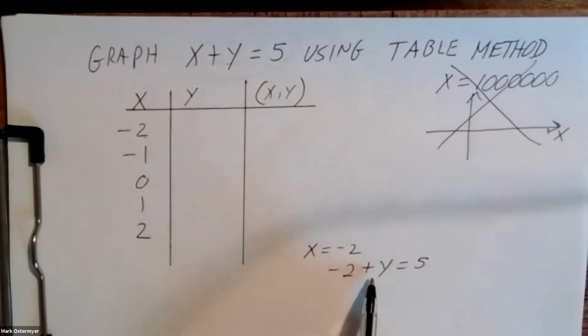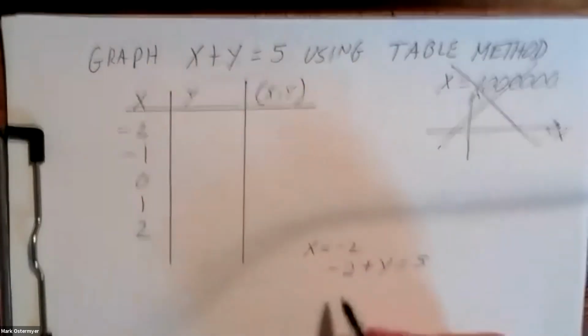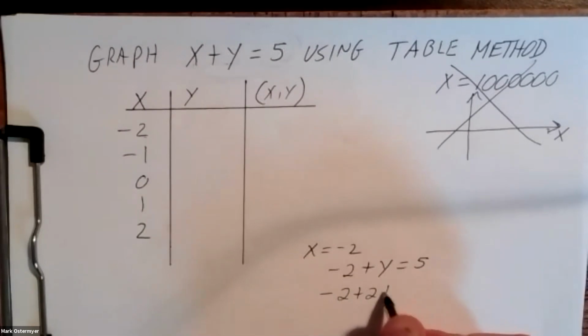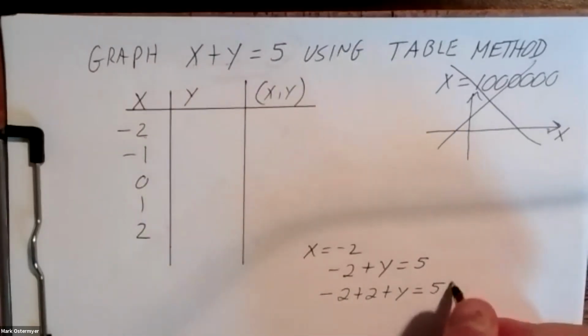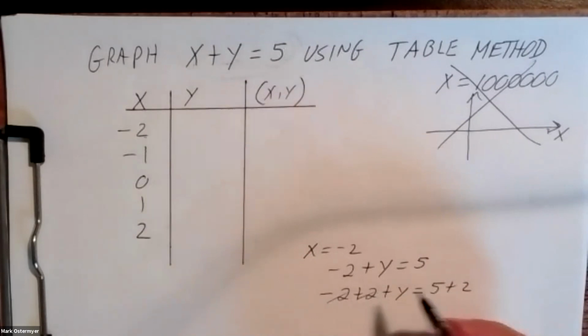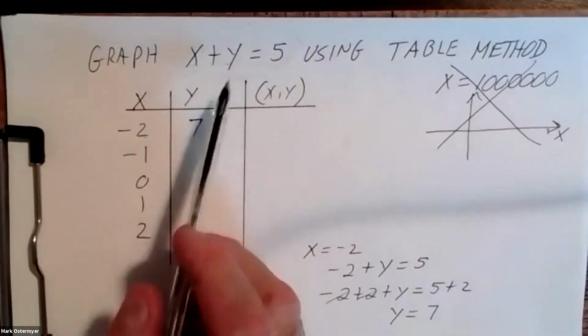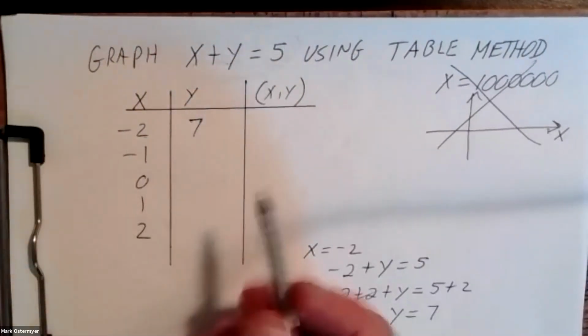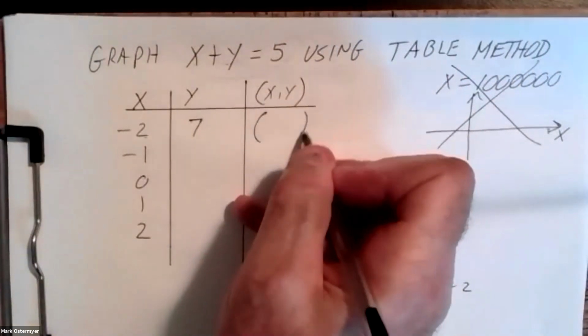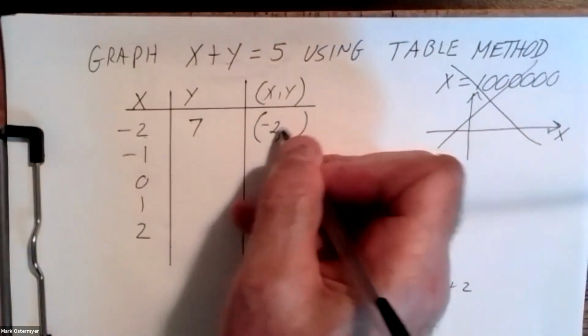Now, how do I solve for y? You could add 2 on both sides. All right, so we add 2 to the left and we add 2 to the right. The 2's drop out on the left, leaving us with y. So y must be equal to 5 plus 2, or 7. So when x is equal to -2, y has got to be equal to 7 according to this equation. So we have found one ordered pair solution to this equation. It's (-2, 7).